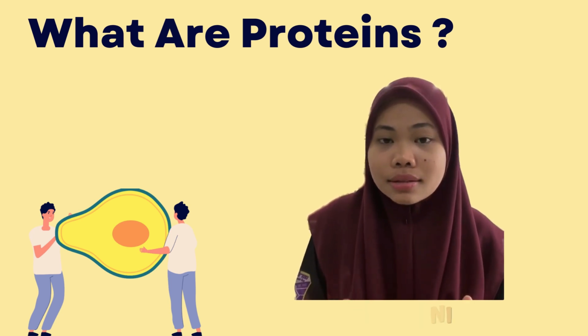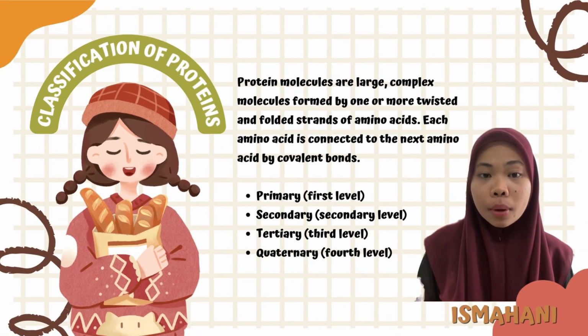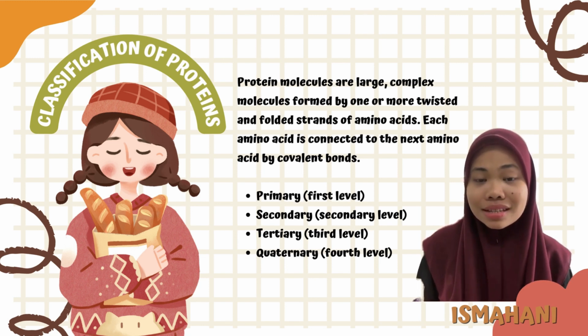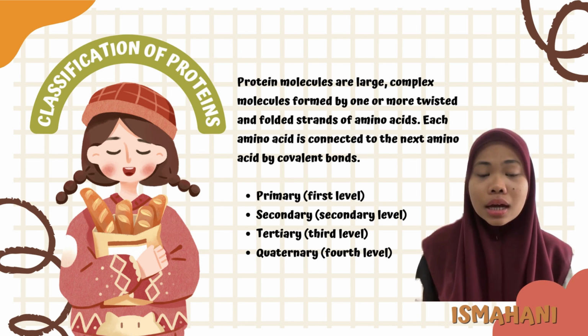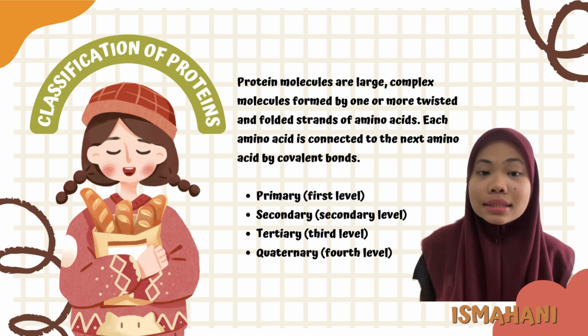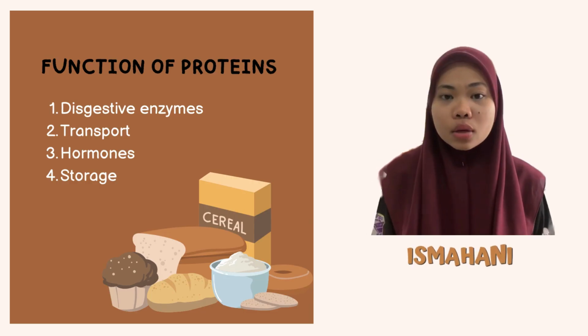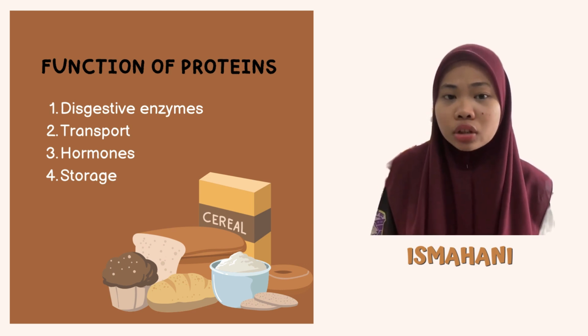beans and lentils. Protein molecules are large, complex molecules formed by one or more twists and folds of strands of amino acids. Each amino acid is connected to the next amino acid by covalent bonds. The first level is primary and the second level is secondary. The third level is tertiary and the fourth level is quaternary. So next we move to function of protein. Do you want to know what's function of protein?